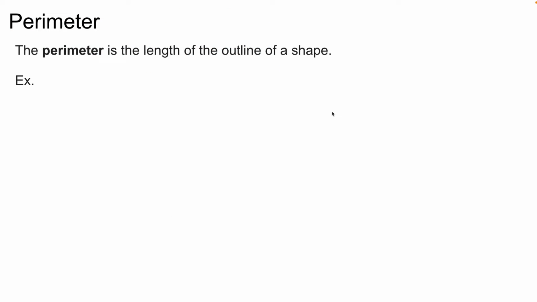Okay, so now we need to talk about the perimeter. Perimeter, you already know what that means, right? If you look at the etymology of perimeter, peri means around. Meter is the meter, like measurement, length, right? So we know that perimeter is the length around the shape.